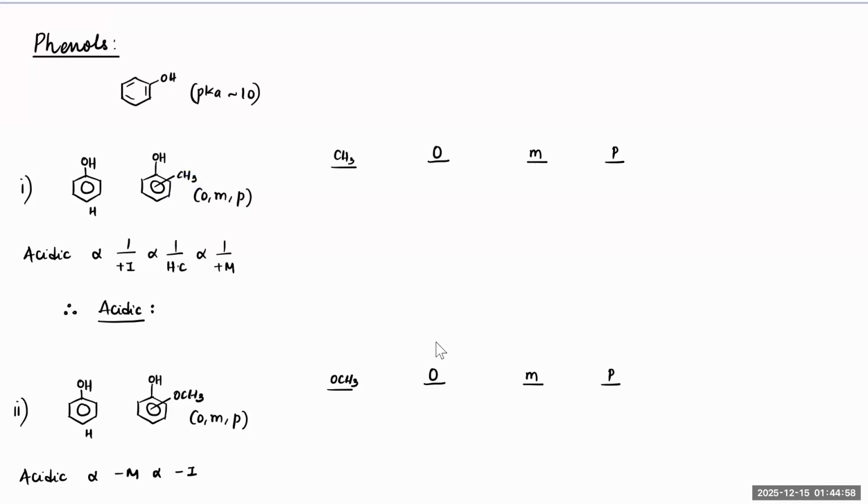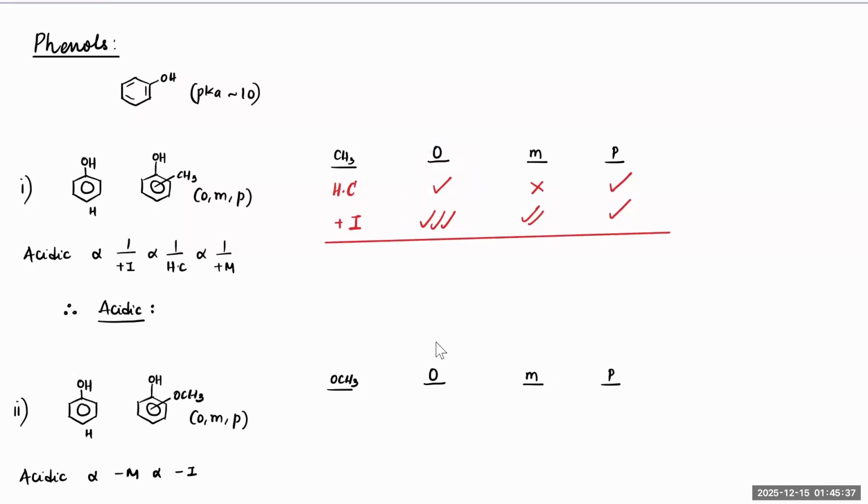Notice CH3 can offer mainly two types of effects. One is hyperconjugation, the other one is plus I effect. Hyperconjugation is always observed at ortho and para, just like resonance. On meta, we will not consider hyperconjugation. Then plus I is very high in the case of ortho, moderate at meta, and less at para, which clearly suggests that the ortho position is very strongly electron donating.